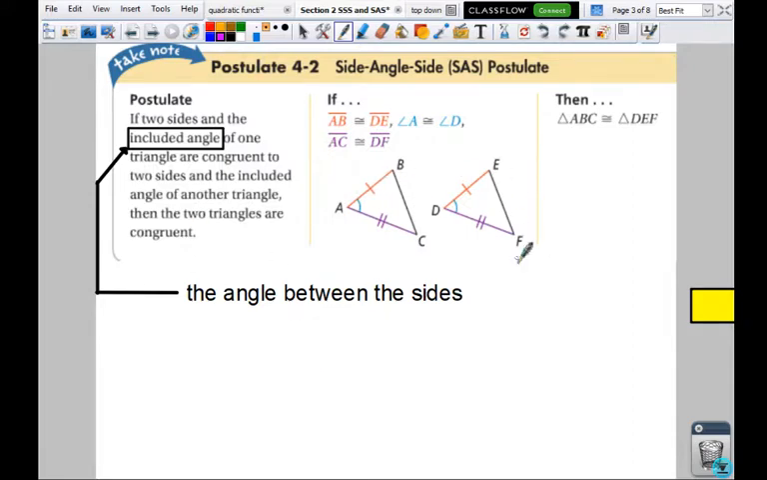So I'm going to look at these two triangles right here. I've got a side that matches up. I got another side that matches up. And then I have angle A and angle D. They are both congruent, and because this angle is between my sides, I can use the side angle side method. Because I have a side, I've got an angle, and I've got a side. Side, angle, side. And just like before, we're going to do a two-column proof.